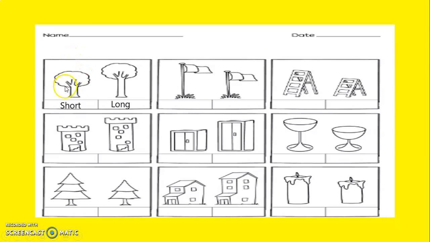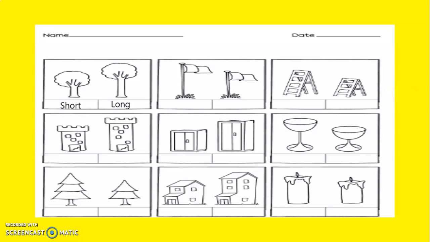So what you're gonna do is under the short one, you're gonna write short, and under the long one, you write long. So now you do it yourself. Let's do the flagpole, the ladder, the tower, the cabinets. Keep going until you're done. Once you're finished, you send it to me and I'll upload it for you.